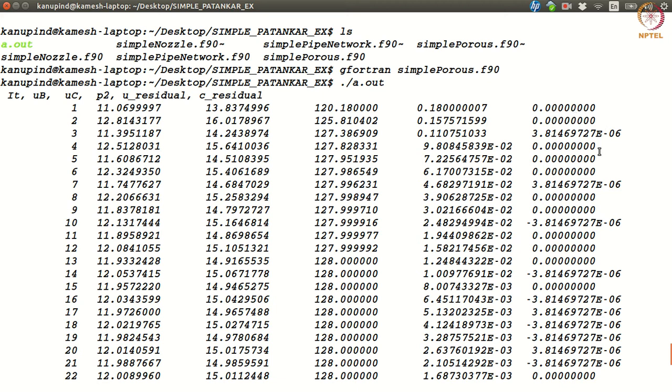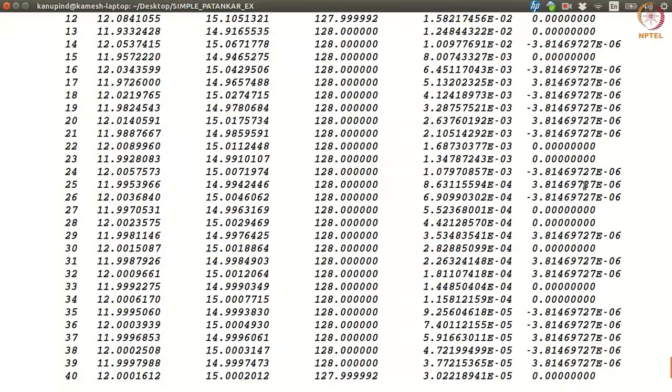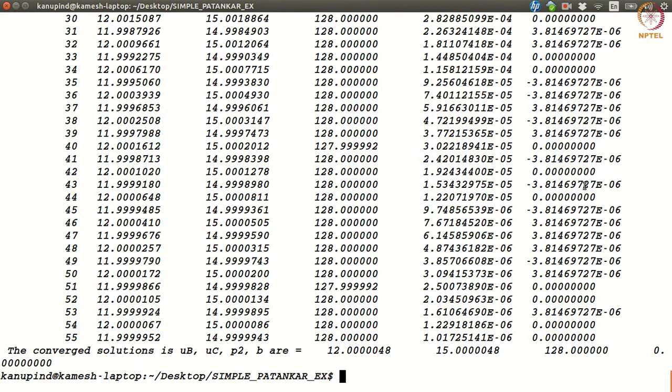It's 0, 0, 1e minus 6, 0. That means our SIMPLE algorithm is driving these UB-UC fields through continuity satisfying fields. So at every location that is 0, right? It is always 0. And finally the solution has converged to UB of 12. So velocity at B cell is 12 and velocity at C cell is 15 and the pressure is 128. Okay, all right, so that's what we have.